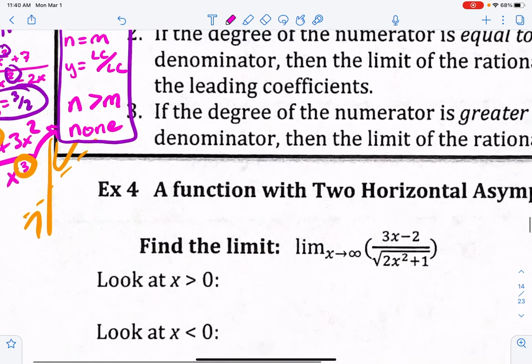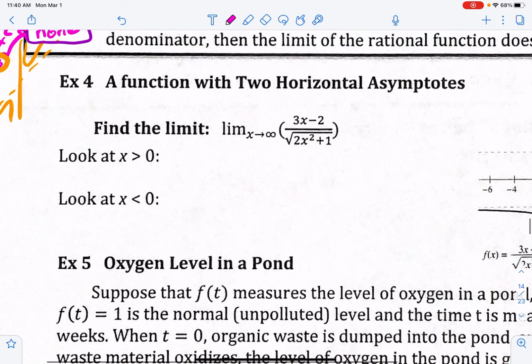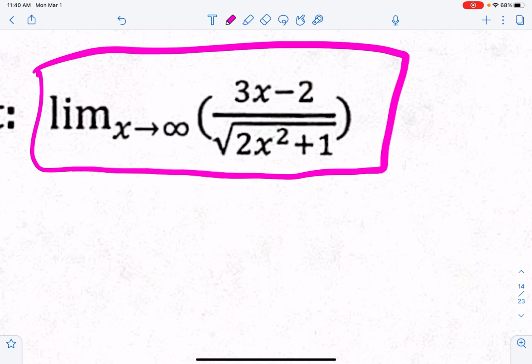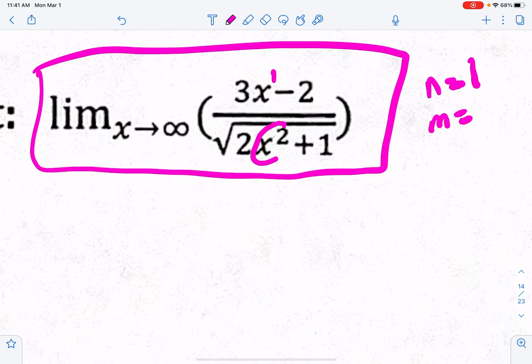So there's the rules, follow those again. This one, though, I want to talk about for just a second. If you look at this function, and we look at the degree of the numerator and the degree of the denominator, the fact that there is a square root in there just kind of screws things up. So we can figure out n. N is 1, that's the degree of the numerator, but the degree of the denominator, it's really x to the second power, but it's the square root of that.